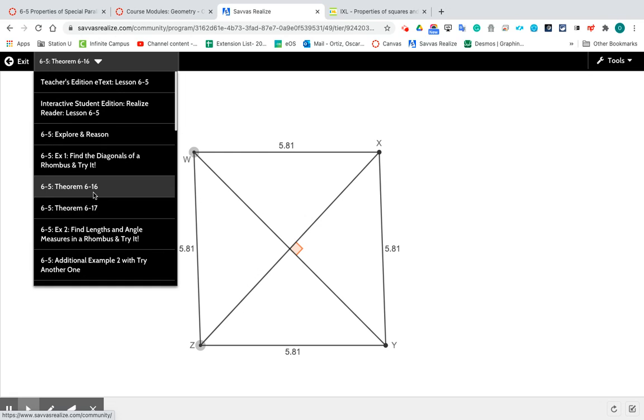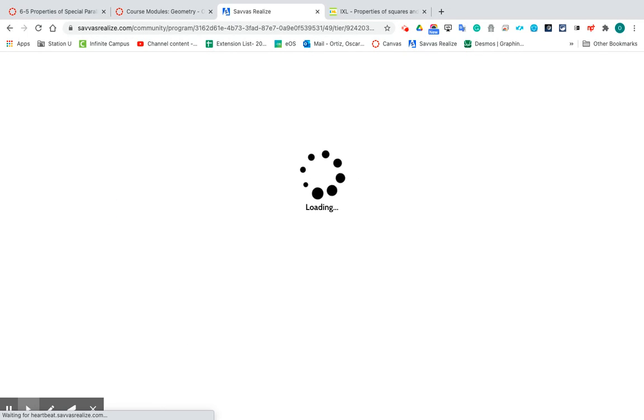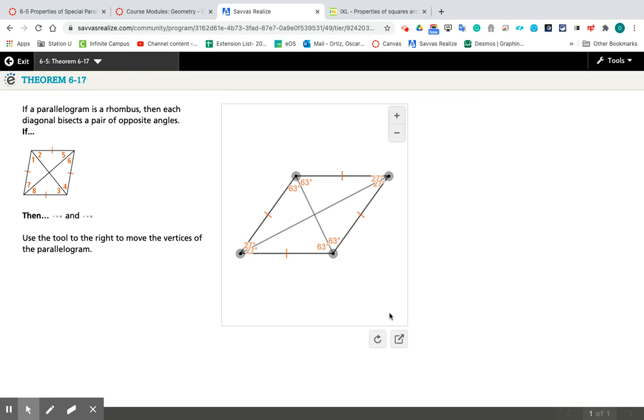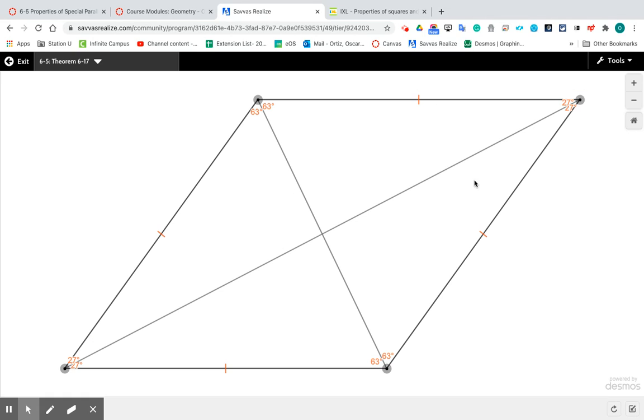rhombuses. Another property that is important to remember for these rhombuses is that diagonals bisect the opposite angles. So you can see that these two angles measure the same, 27 and 27. So those two are congruent. So are these two, 27 and 27. And the same thing happens with the other diagonal. So this diagonal here bisects the opposite angles, right?